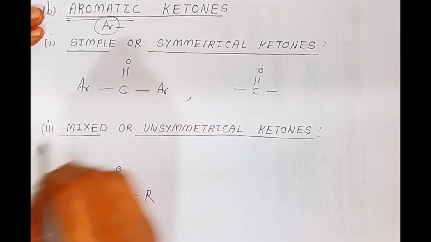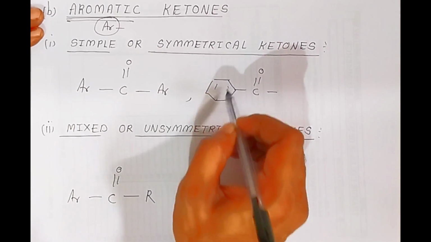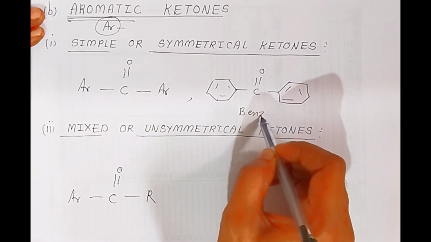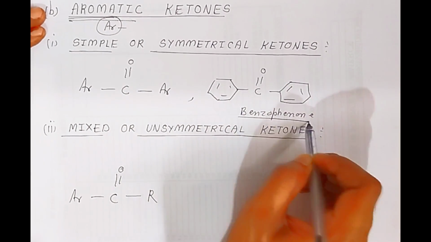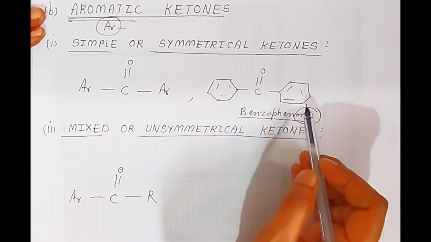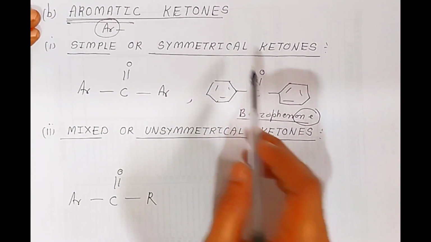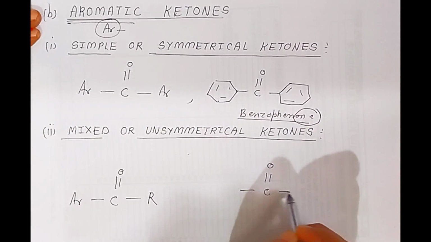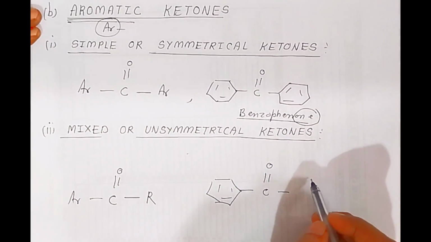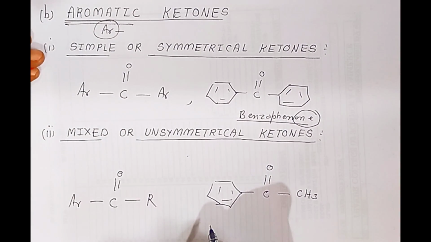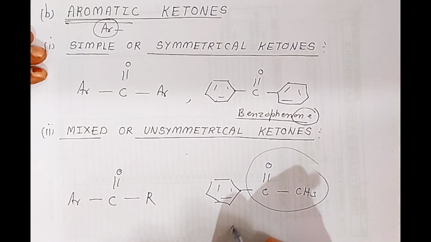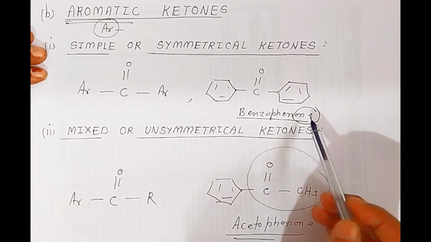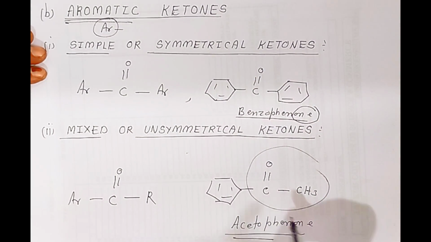Here, students, both valencies are occupied by a benzene ring. This is the example, benzophenone. This is called benzophenone. Here, two valencies, so we call it benzophenone. It comes under symmetrical ketones. For an unsymmetrical aromatic ketone, we can give the example: one valency is aromatic and the other is aliphatic, that is methyl. So this is the example of acetophenone. Benzophenone comes under simple aromatic ketones and acetophenone comes under mixed aromatic ketones.